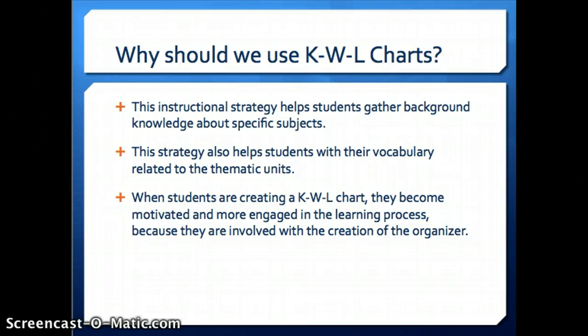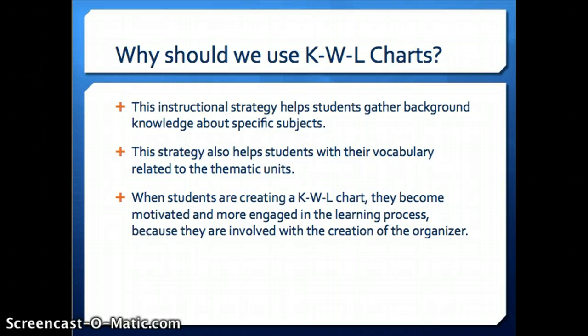Why else should we use KWL charts? When students are creating a KWL chart, they are becoming motivated and they're becoming more engaged in the learning process. And this is because they are actually involved with creating this organizer. My kids love doing KWL charts, and I have every student raising their hands wanting to share what they know or what they want to know.